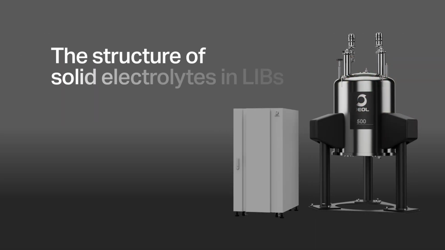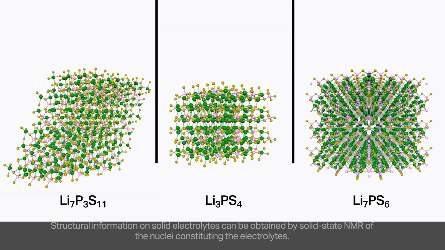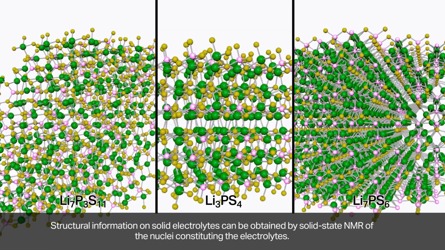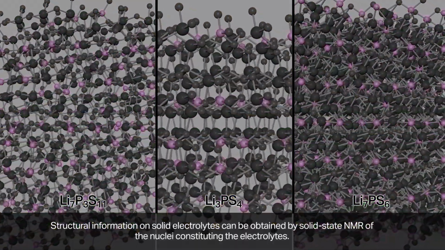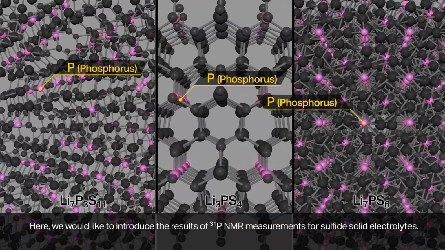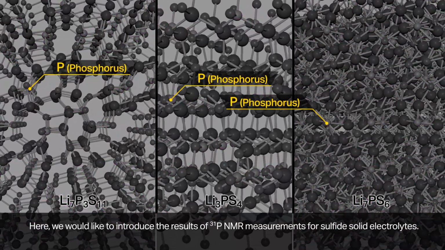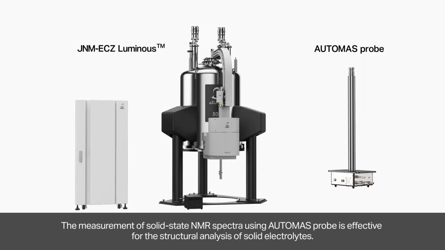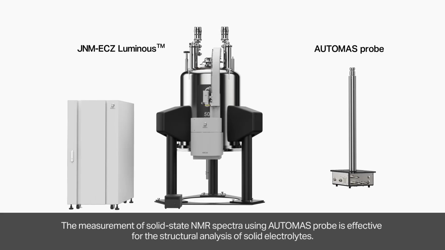The structure of solid electrolytes in LIBs. Structural information on solid electrolytes can be obtained by solid-state NMR of the nuclei constituting the electrolytes. Here, we would like to introduce the results of 31P (phosphorus-31) NMR measurements for sulfide solid electrolytes. The measurement of solid-state NMR spectra using Atoma's probe is effective for the structural analysis of solid electrolytes.